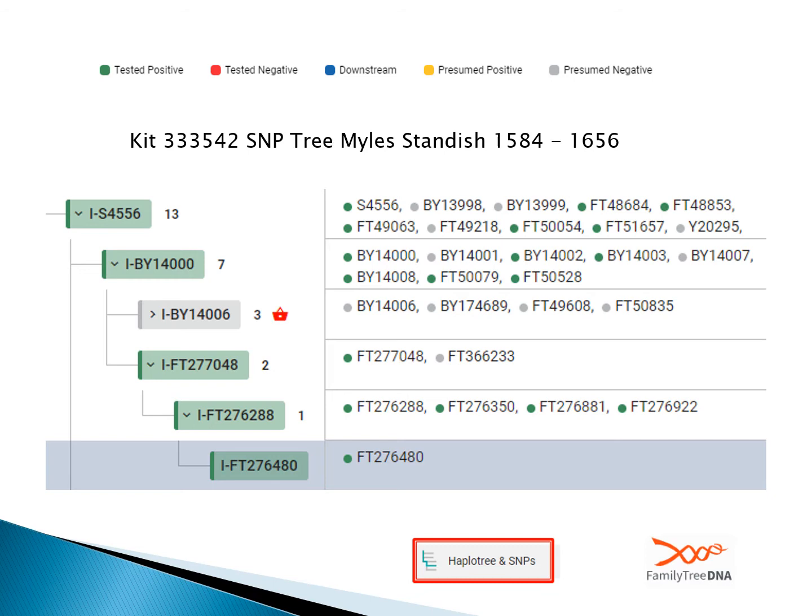I logged into each Big Y 700 tester kit and copied the last few SNPs to show you as an example. Note, when a laboratory discovers a new SNP, they will give it a name. FT indicates the SNP was discovered at the Family Tree DNA lab, and they gave the SNP the number 276,480.